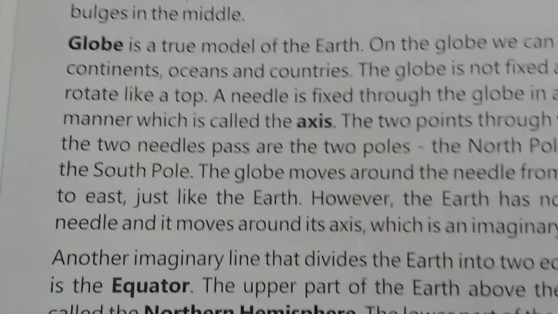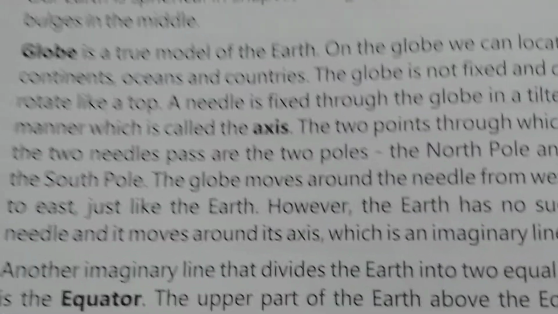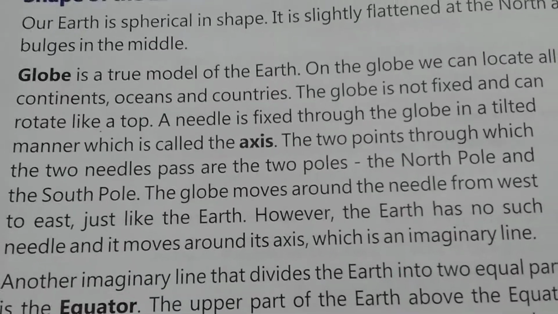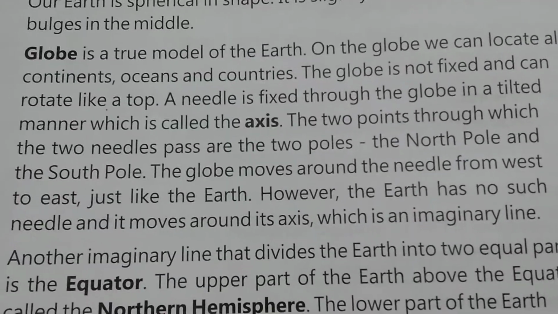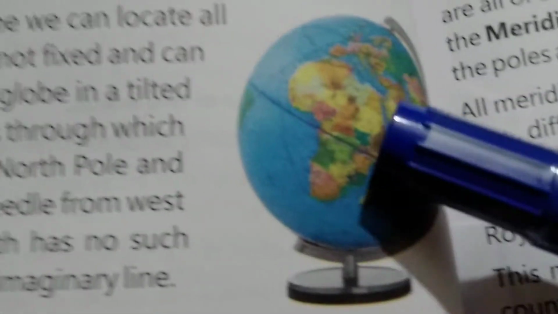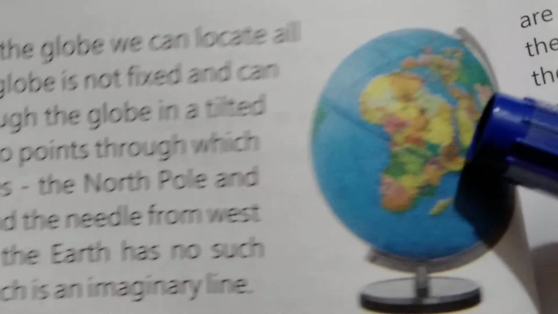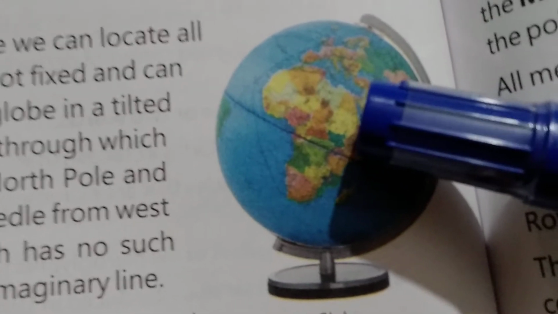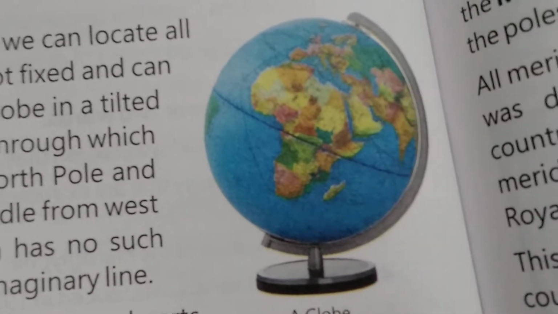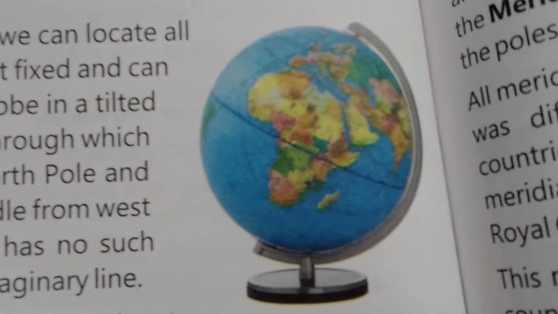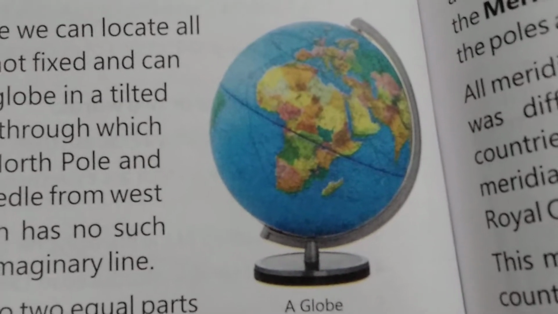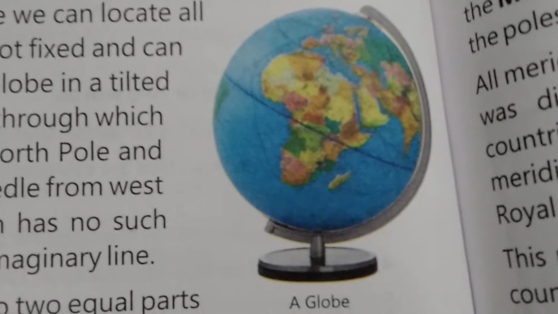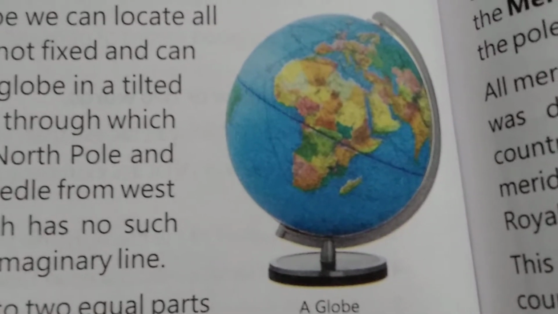So, the globe is a true model of our earth. On the globe, we can locate all continents. These are continents here in color. All continents, oceans and countries are in different colors. We can see them all at a glance. The globe is not fixed and can rotate like a top, as I showed you before.